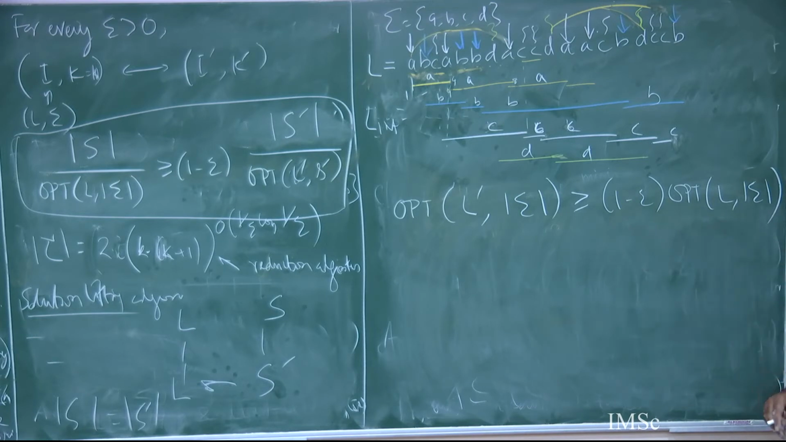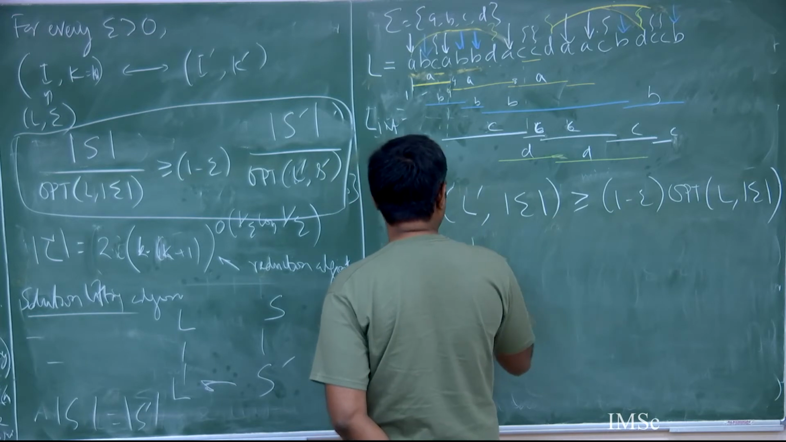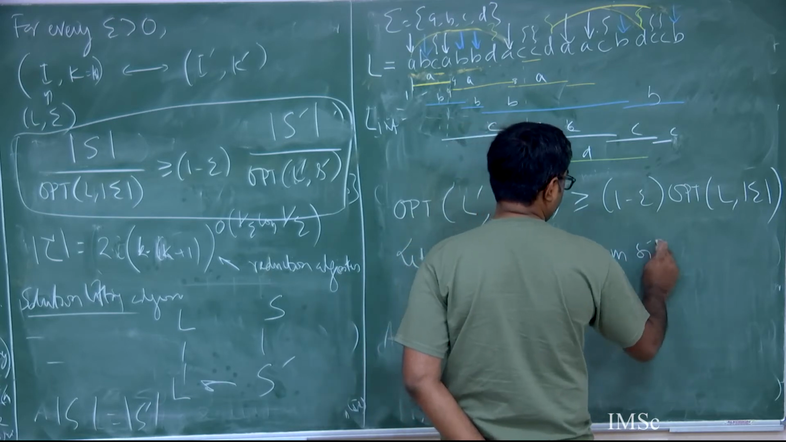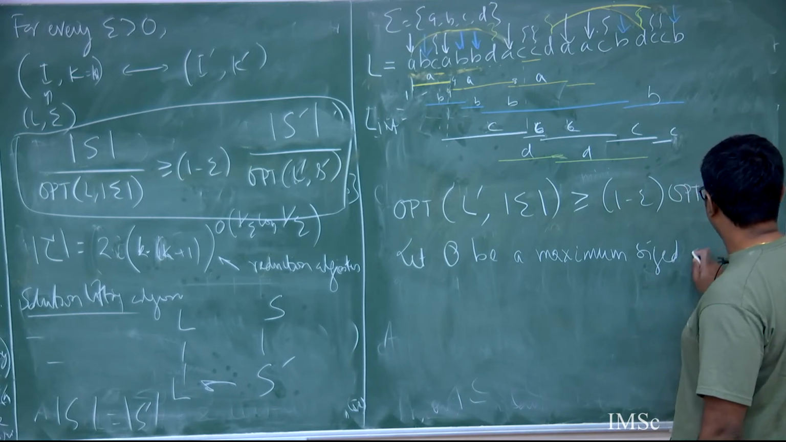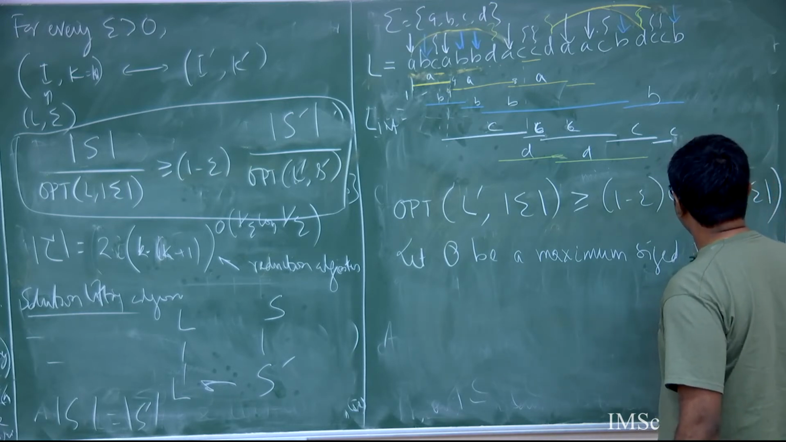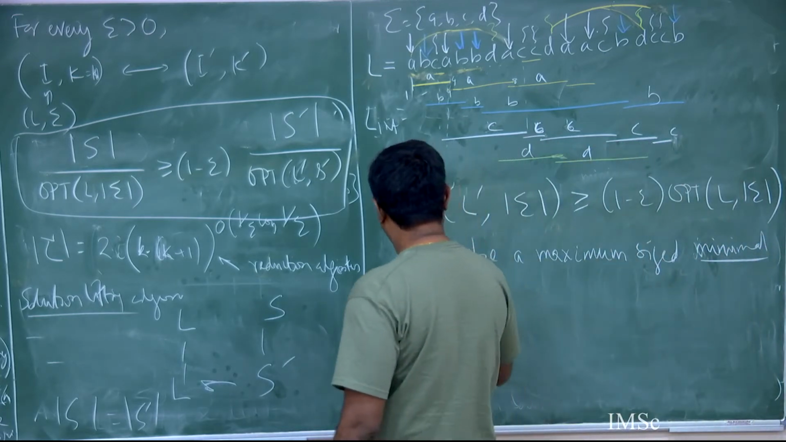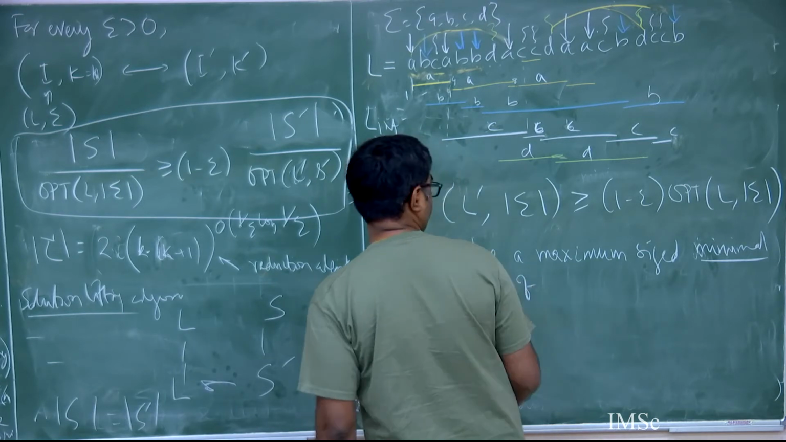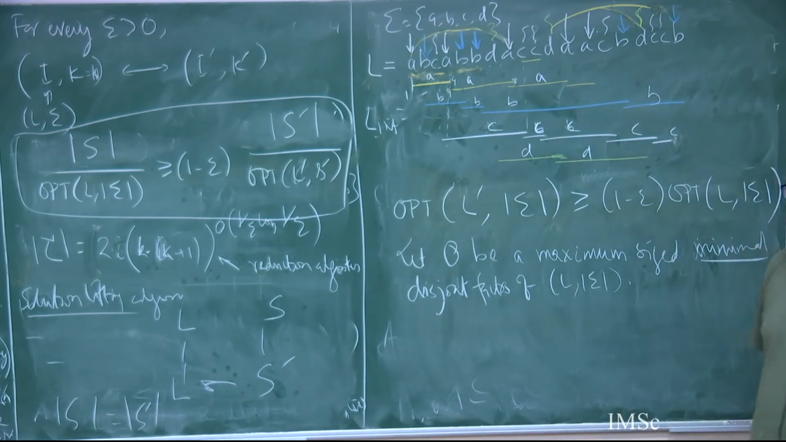This is good. So I say, let P be a maximum sized disjoint factor. Maximum size minimal is important, otherwise we will not be able to prove this. Minimal disjoint factors of what? L comma sigma. This instance P is this. What is P in my L interval?